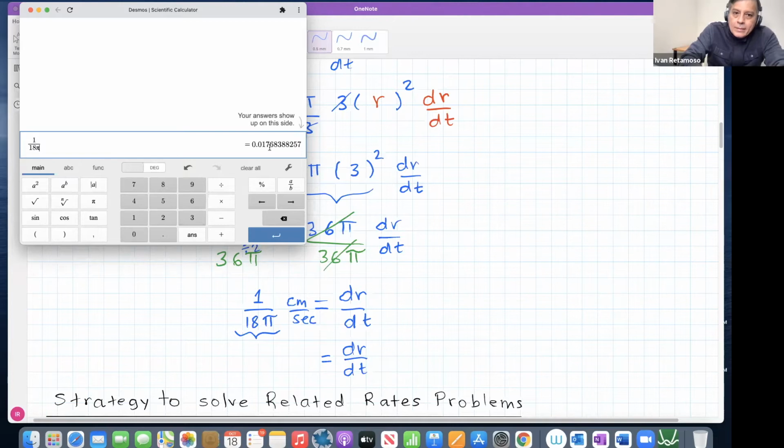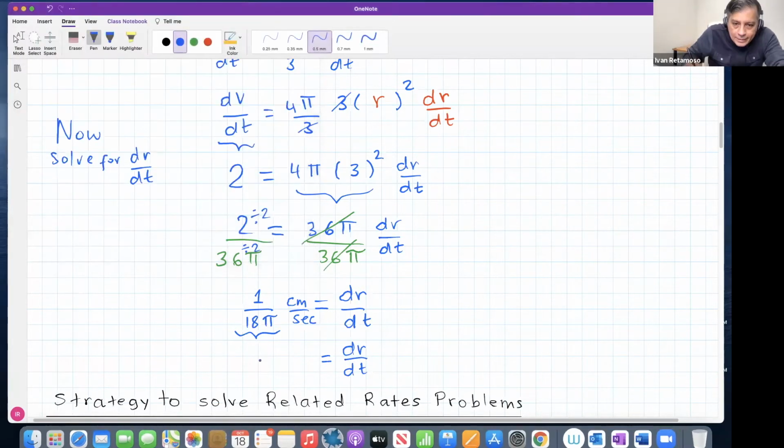So we go up to here. This 7 becomes 8 because of the 6, right? So it will be 0.018. And in the end, attach the unit centimeters per second, right? Per second. That's it. That should be the rate of change.